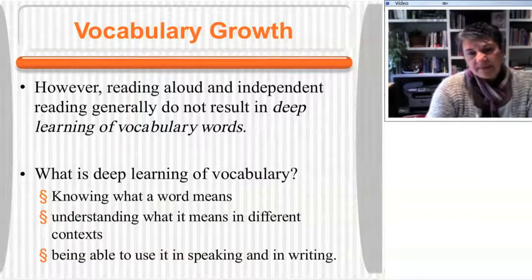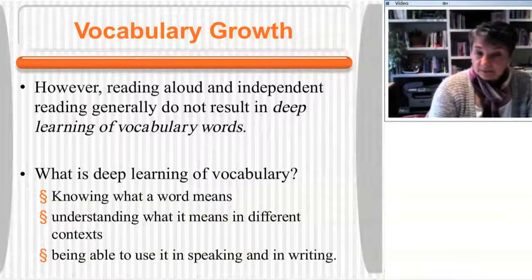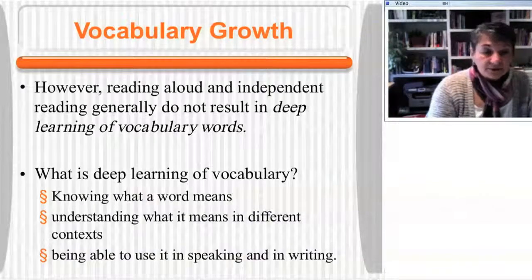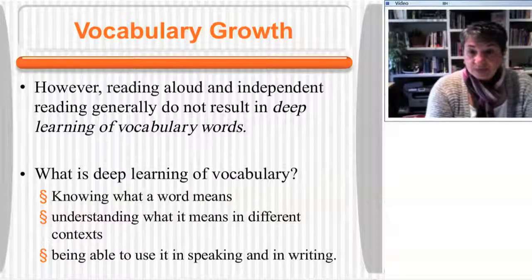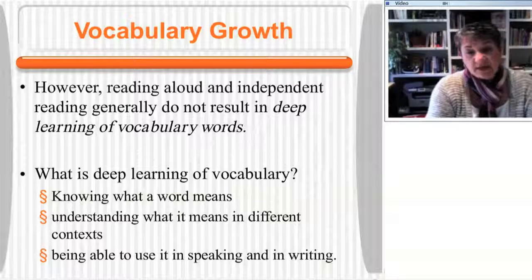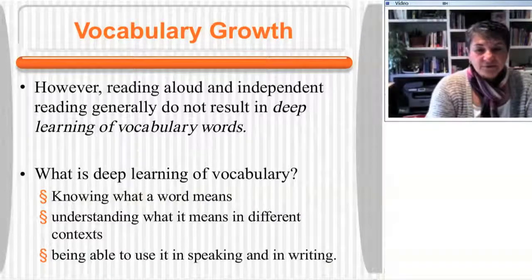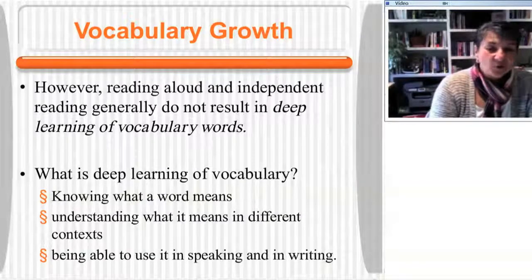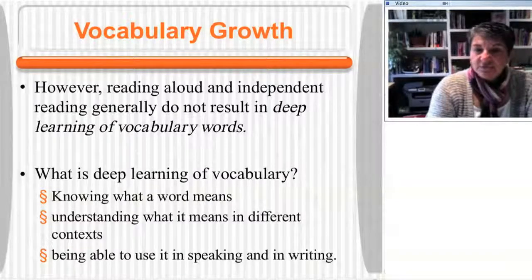So what do I mean by the deep learning of words? Well, I mean knowing what the word means, being able to define it, understanding what the word means in different contexts. That's really important as well. And also being able to use it in speaking and in writing. Okay, it's one thing to know what a word means, to have some idea what it means, but I can't use it. I can't use it in a sentence, or more important, I couldn't use it in my writing. That's not the deep learning of words.